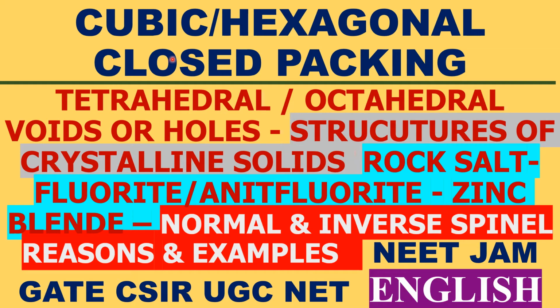Remember, we need to understand what is CCP, what is HCP, and what are tetrahedral and octahedral holes. In order to write the structures of crystalline solids like rock salt, fluorite, antifluorite, zinc blende, wurtzite, normal and inverse spinel, we need to know what are CCP, HCP and their cavities and holes.